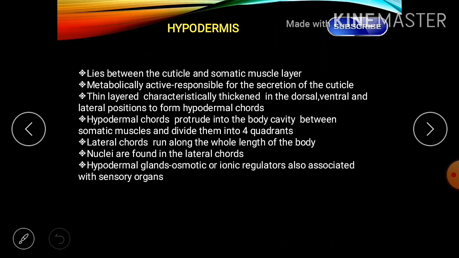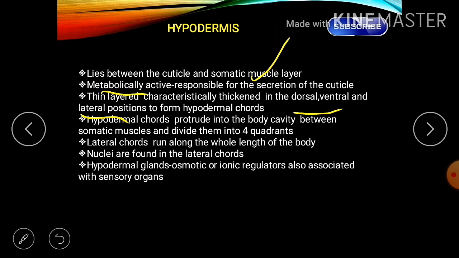And the next living layer is the hypodermis. It is a cellular layer used for secretion of the cuticle, and a storage organ for glycogen and fat. It lies between the cuticle and the somatic muscle layer, and is metabolically active because they are living cells. It is divided into dorsal, ventral, and lateral positions. They all together form the hypodermal cord.